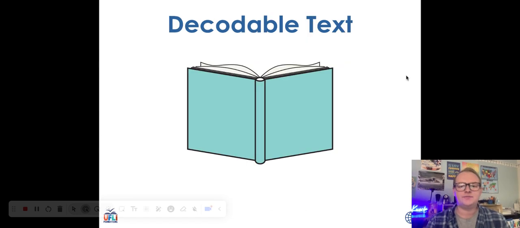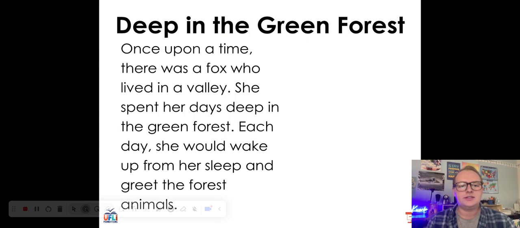decodable text. Okay, so this decodable text is called Deep in the Green Forest. Whenever you hear that long E sound, will you just go ahead and put a finger up for me? So for example, if I read that title, it'll be Deep in the Green Forest. Once upon a time, there was a fox who lived in a valley. She spent her days deep in the green forest. Each day, she would wake up from her sleep and greet the forest animals.